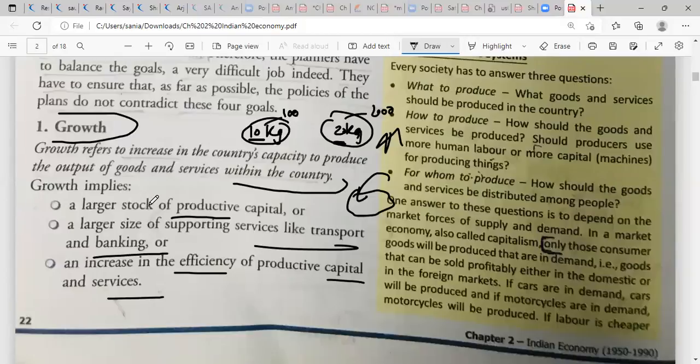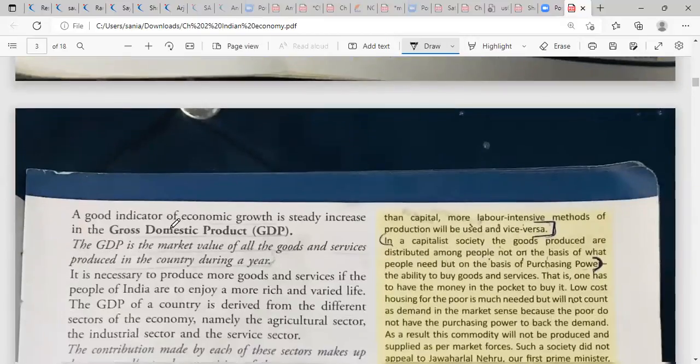Okay. So first you will write growth, then you will write growth implies these 3 points. And okay, let me just finish it, then you can write everything.